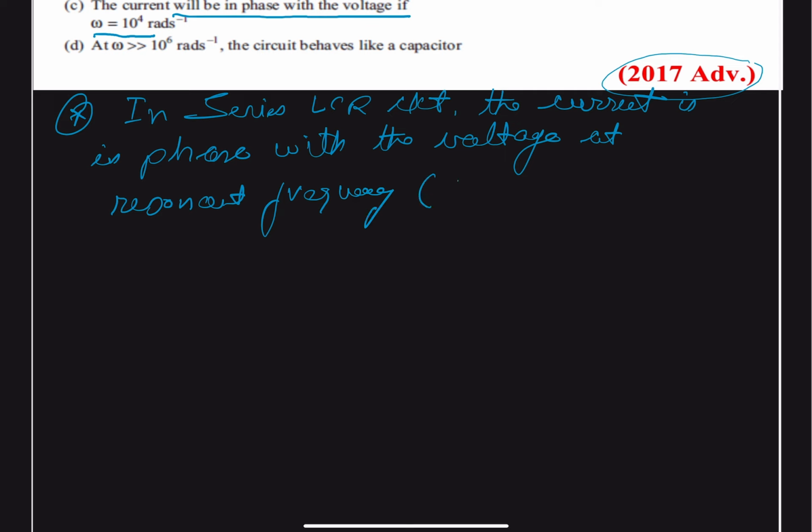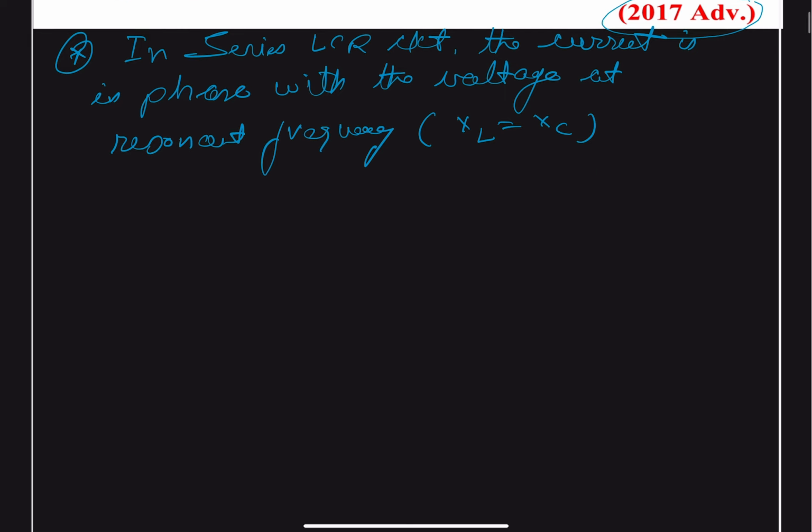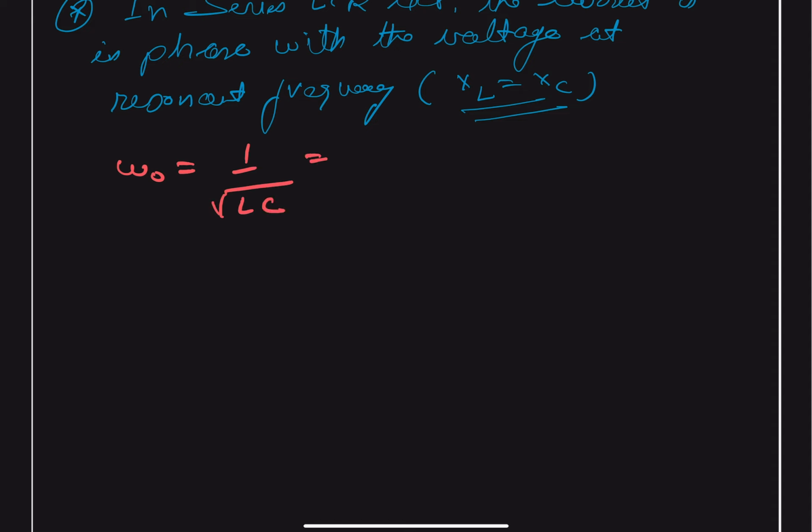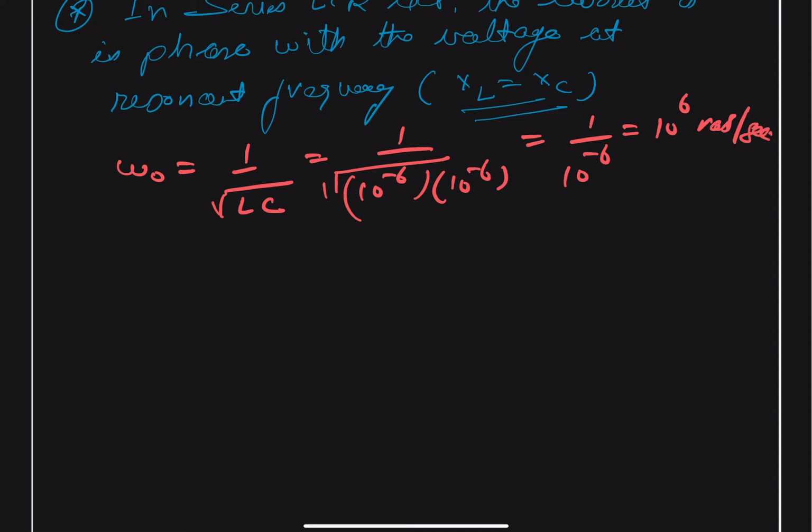At resonant frequency, we can also say our XL is equal to XC, and based on this relationship XL equal to XC, we can find out our resonant frequency, that is omega naught, will be equal to 1 upon square root of LC, and value of L and C are given to us, so we substitute them. It comes as 10 raised to the power minus 6 multiplied by 10 raised to the power minus 6 and its square root. So this comes as 1 upon 10 raised to the power minus 6 and is equal to 10 raised to the power 6 radian per second.